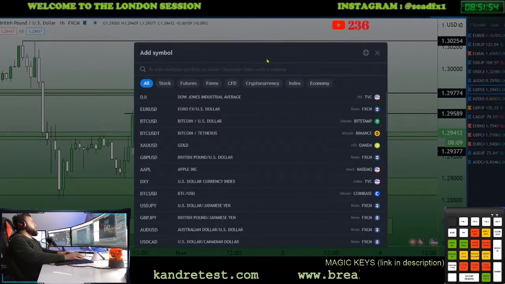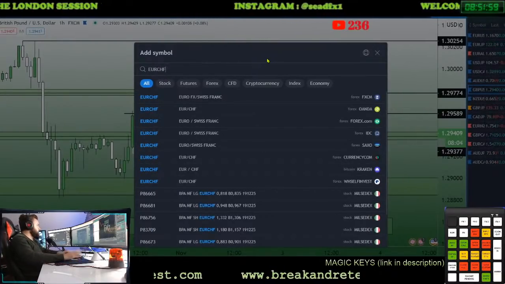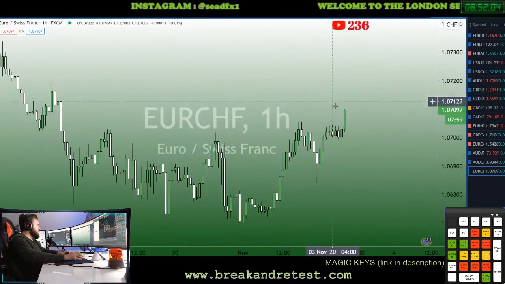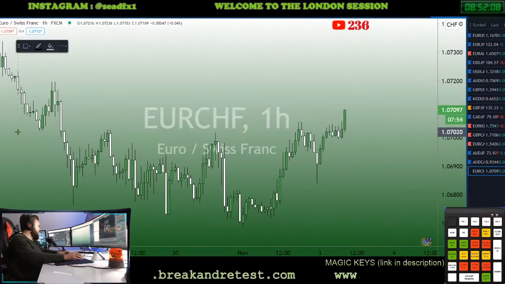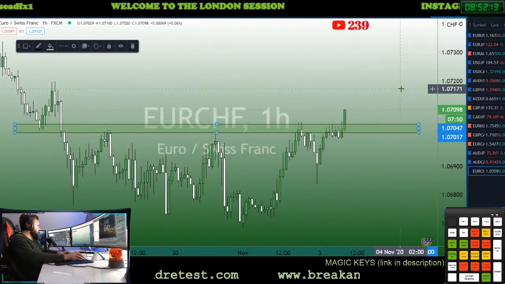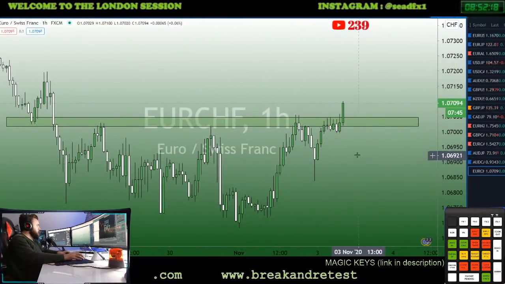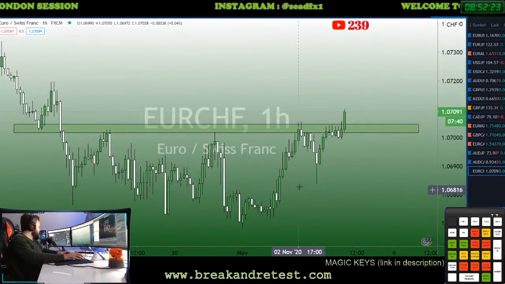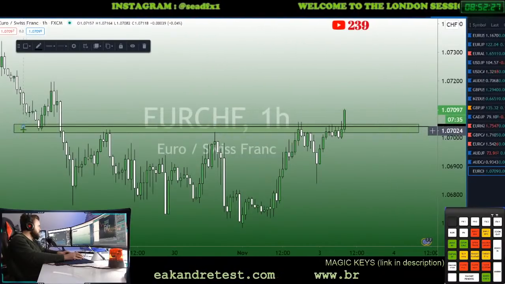Euro CHF. We don't trade Euro CHF, but I'll take a look for you and see what's happening there. I never trade Euro CHF. It's just never been a good pair to trade for me, at least, and that's why I don't really look at it most of the time. So in this case, it looks like it's gonna break. Yeah, it looks pretty good.